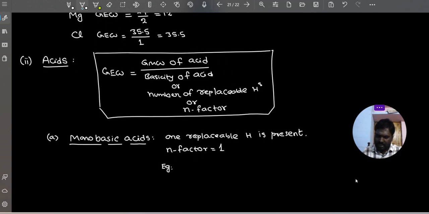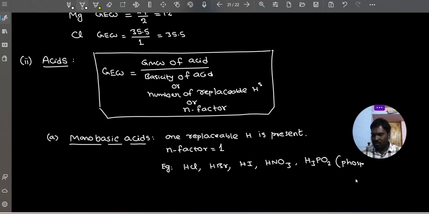Example, hydrogen chloride, hydrogen bromide, hydrogen iodide, HNO3, H3PO2, its name is phosphinic acid, etc. So HCl, HBr, HI, HNO3, H3PO2, etc. Here, hydrogen chloride, one hydrogen is there. Hydrogen bromide, one hydrogen. Hydrogen iodide, one hydrogen. HNO3, one hydrogen. But coming to H3PO2, three hydrogens are there.